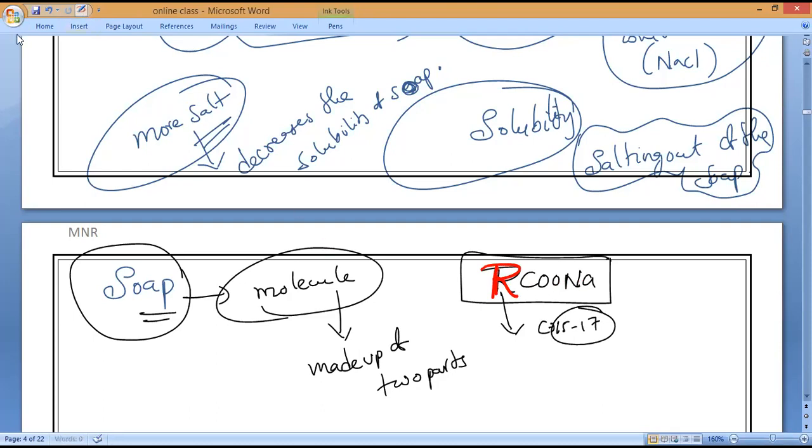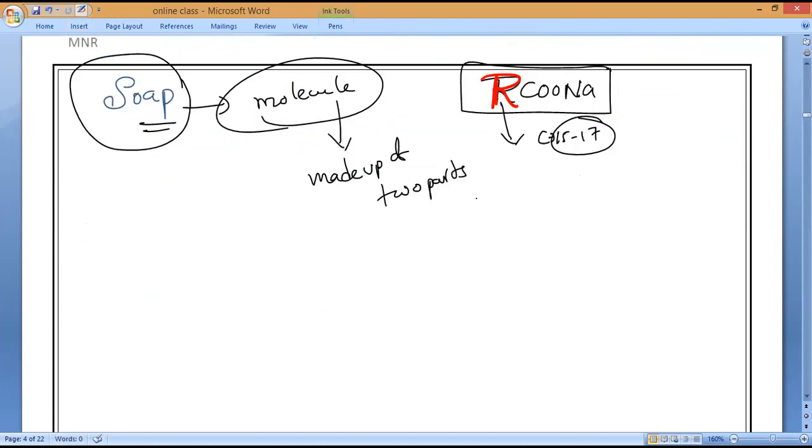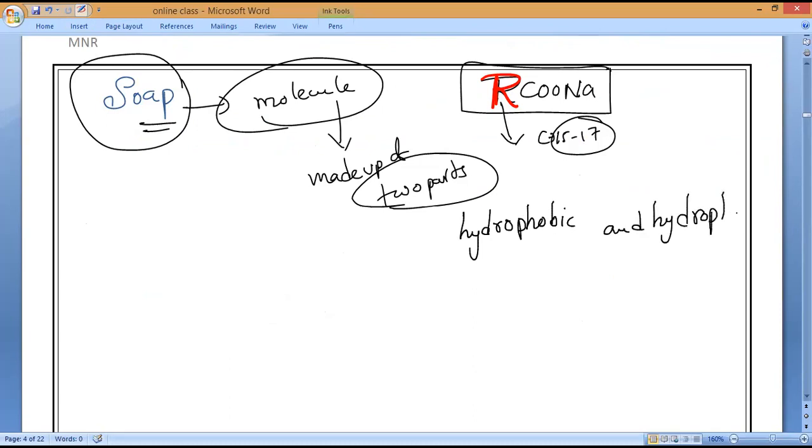So the soap molecule is made up of two parts. The first part is called hydrophobic, and the second one is called hydrophilic. It is not new, it is there in our book also. I think you might have already heard. Have you heard about these words, everybody? Yes, sir. Now observe very carefully. Every soap molecule has two different things: one is hydrophilic, another one is hydrophobic.